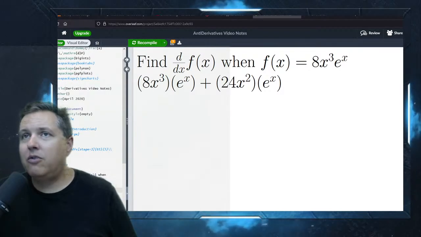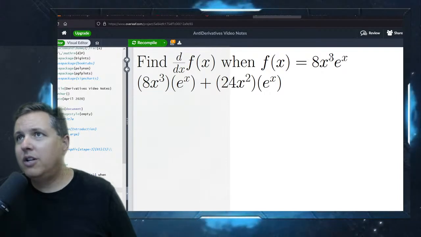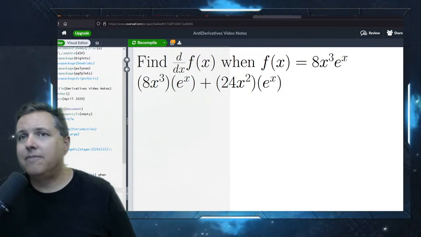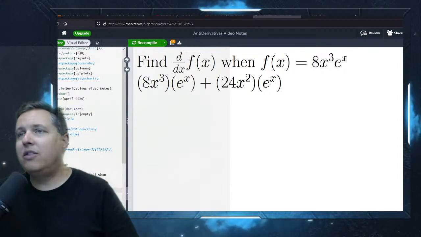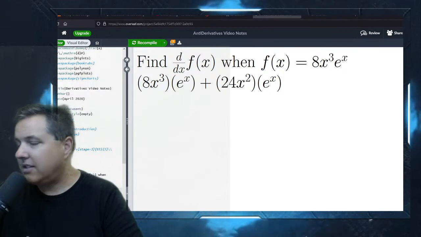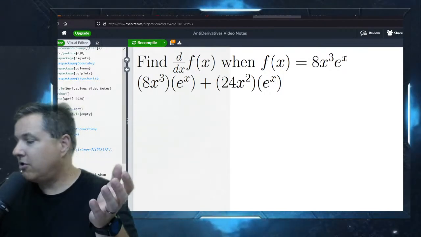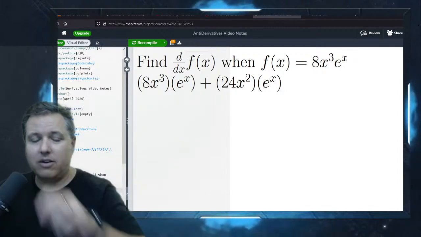Okay, so it's just your product rule. Leave the first piece alone, 8x cubed, take the derivative of e to the x, which is e to the x. Take the derivative of the first piece, which is 24x squared. You bring the 3 down, 8 times 3 is 24. Decrease the exponent by 1, 24x squared. And then leave the e to the x as it is. Now, again, they're going to want us to factor out everything that we can. That's a common thing, especially in this chapter. You'll see it in some other chapters, but especially in this one.